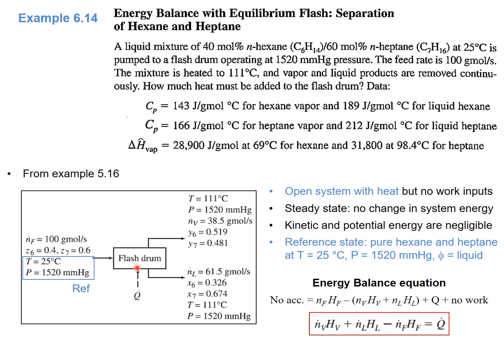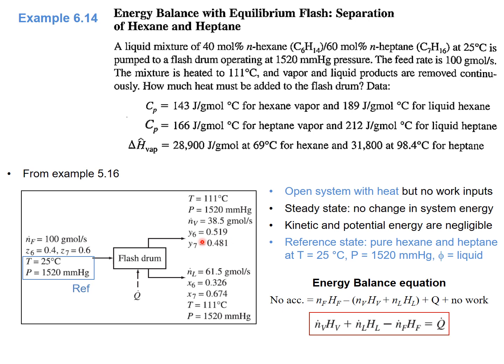In the flash drum, we will heat the mixture at 111 Celsius degree. Then the liquid is split into vapor and liquid. So let me check the characteristics of the vapor phase: 111 Celsius degree, the same pressure as the feed stream, and this is the flow rate of the vapor phase and its composition.